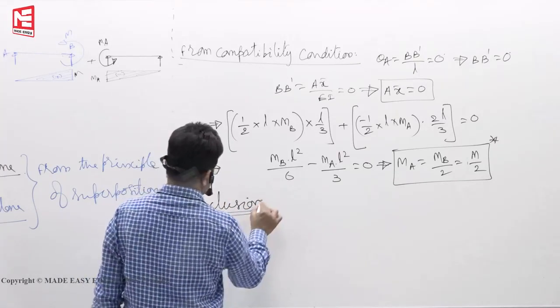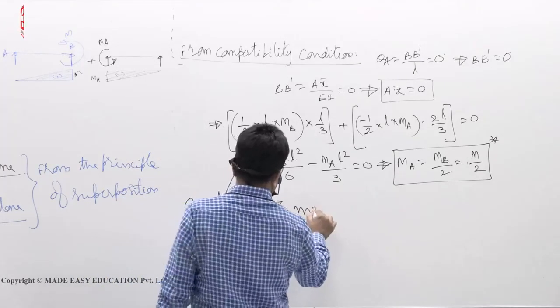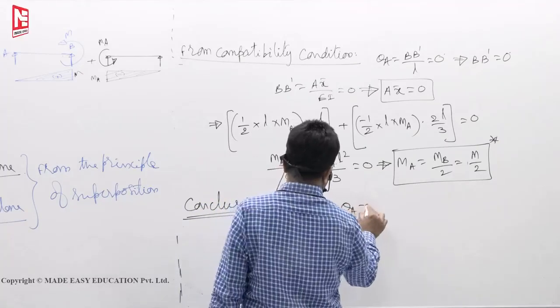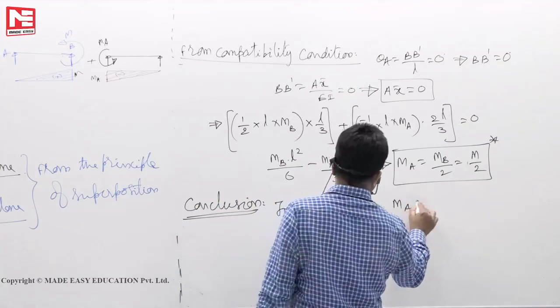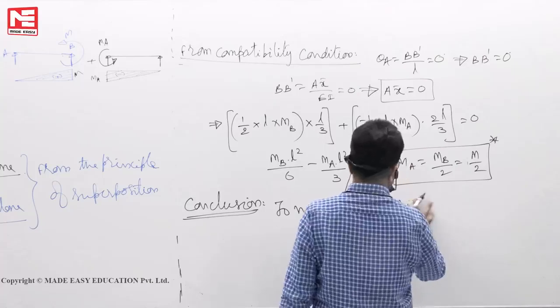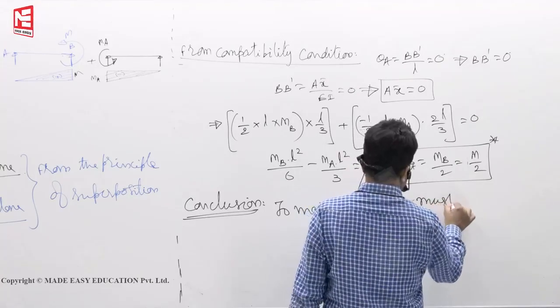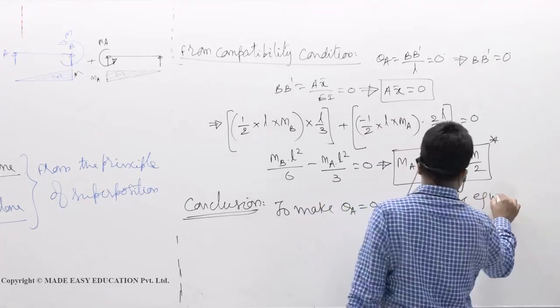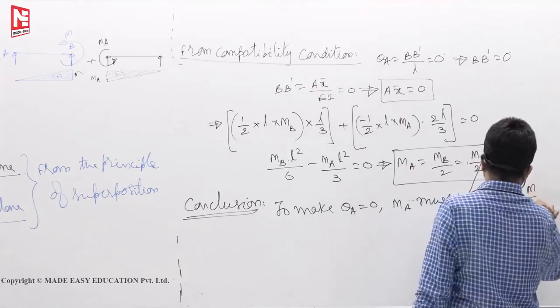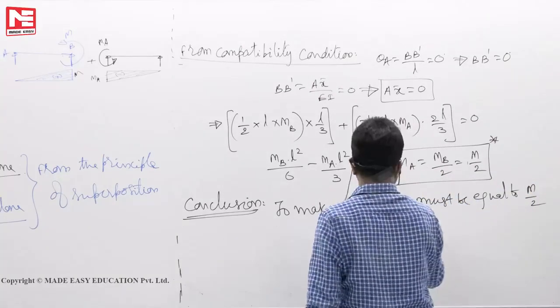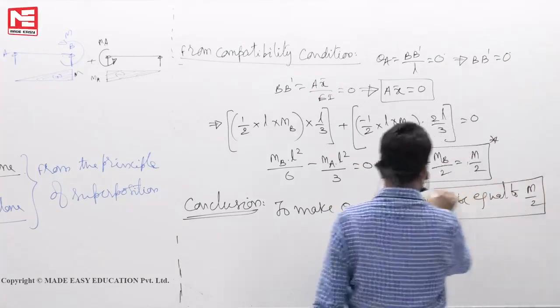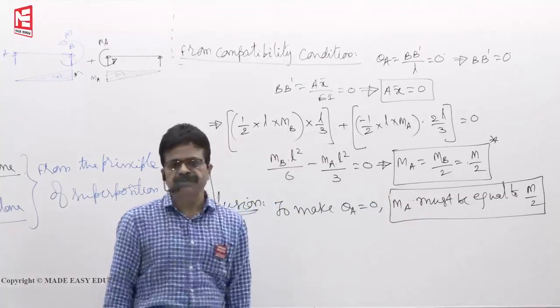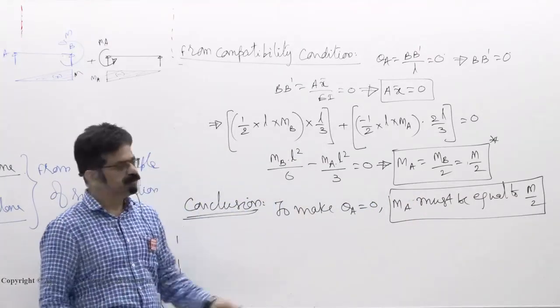Conclusion. To make theta A equal to 0, MA must be equal to M by 2. So that's how the carryover moment M by 2 came.